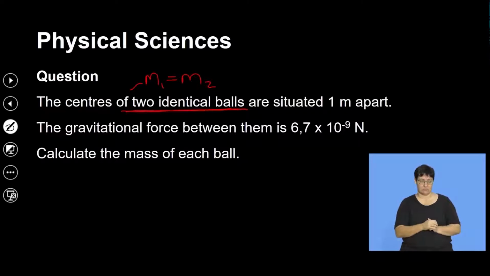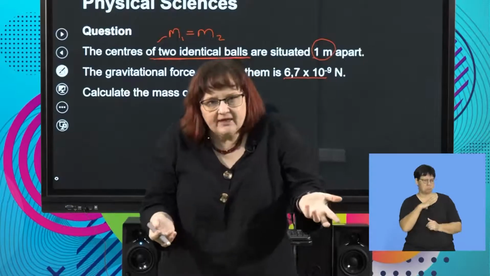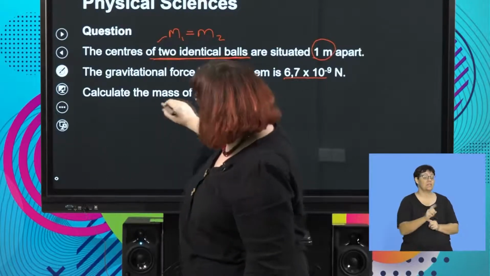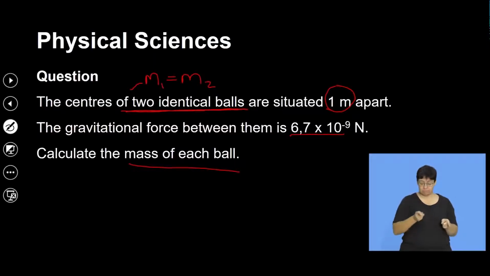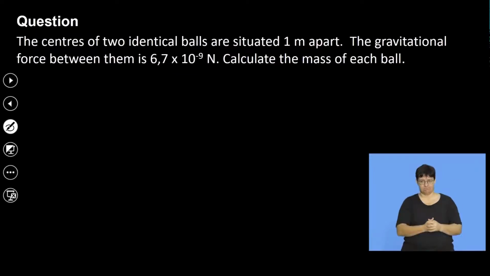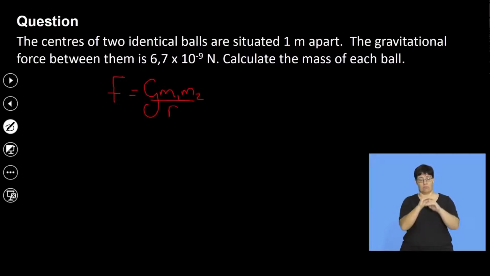They're situated 1 meter apart, and the gravitational force between them is 6,7 times 10 to the minus 9. That's quite small. We're good with that. What they want is the mass of each ball. So, let's get to the equation. We know that we're going to be using F equals G m1 m2 over r squared. Now we've got to look at how we substitute this in.